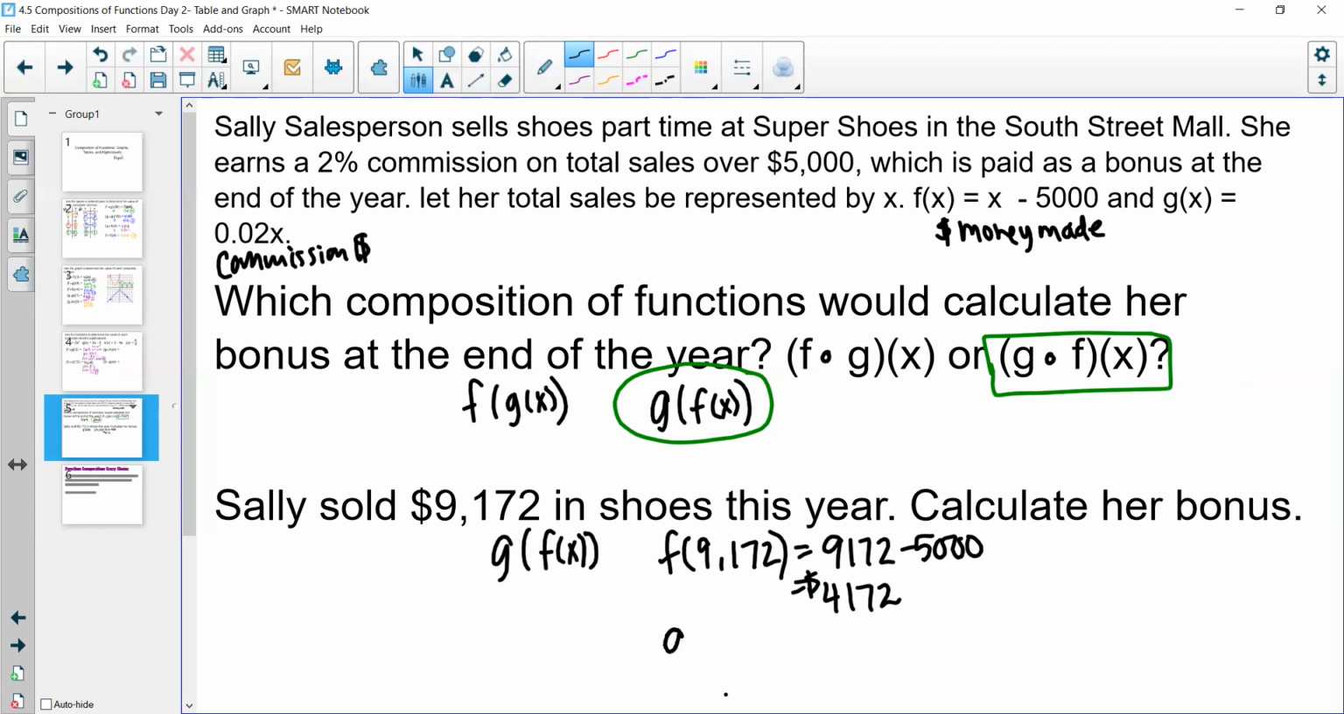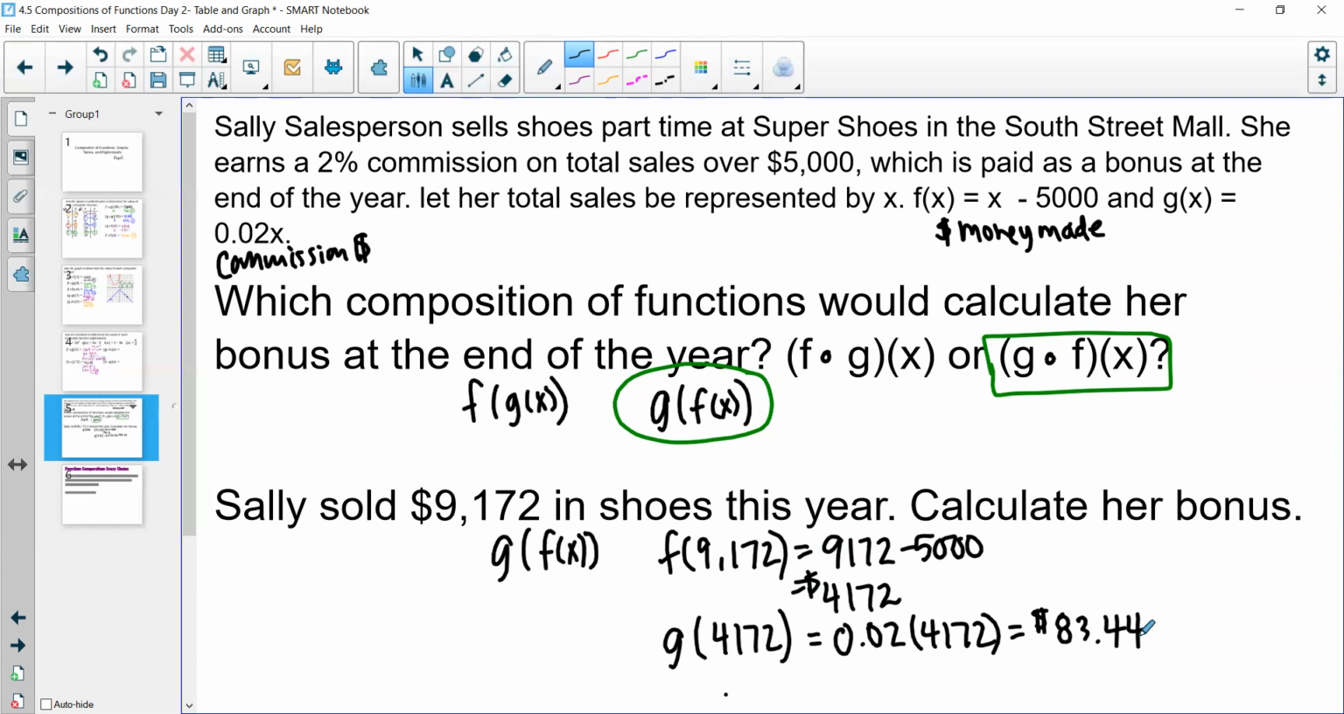Now that we have this, we need to plug that number into our g, and we need to find 2% of that 4,172. Now, as we go to calculate that 2%, what we end up getting is about $83.44. So you can see that we end up getting a commission of about $83, which is awesome for her just doing her job. But notice how we had to calculate that f of x first before we could figure out what that commission was, because we needed to know how much money was made. And that, in a nutshell, is how we can do composites of functions.